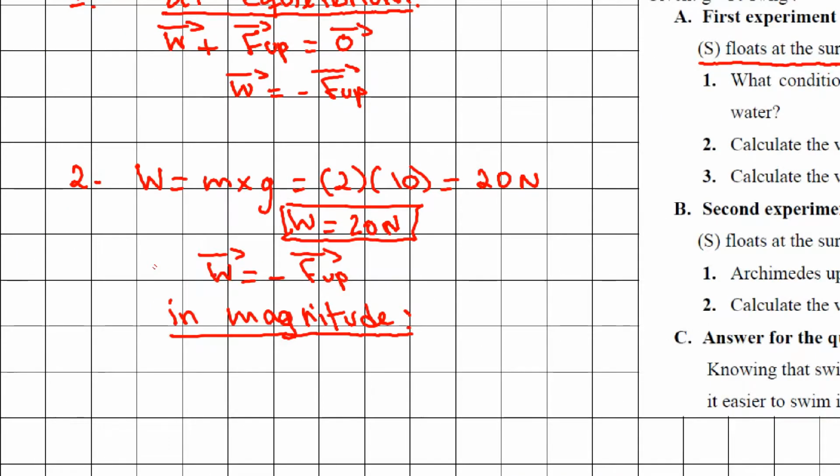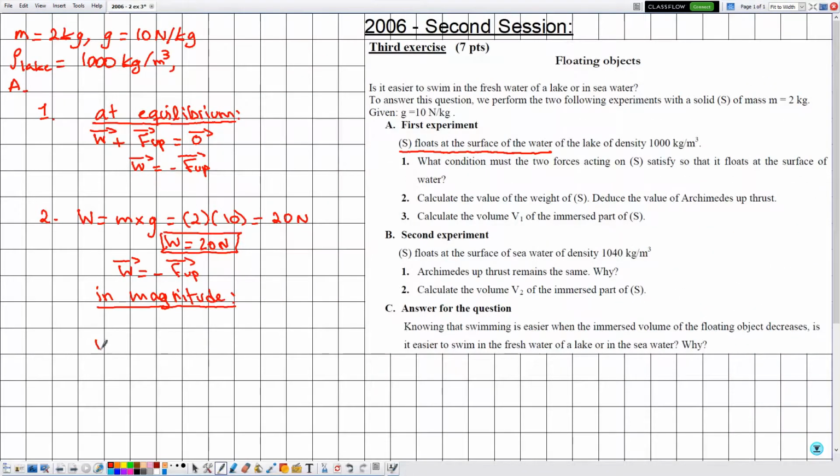Now here what we will do, we will drop down the vectors and remove the minus sign, so we have that W is equal to F upthrust. But knowing that the value of W is given by 20 newtons, then the value of F upthrust is given by 20 newtons as well. Let me write here that the value of W is given by 20 newtons, for example.